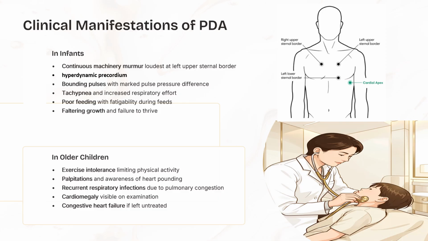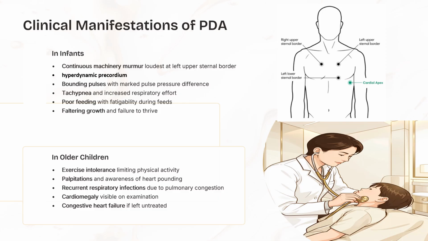It is a strong, forceful or throbbing pulse felt in the arteries, often caused by increased blood flow, high cardiac output, or anxiety disorders in children. Tachypnea also will be present. Poor feeding will definitely lead to fatigue and faltering growth. Otherwise, we can say failure to thrive also is present in infants.